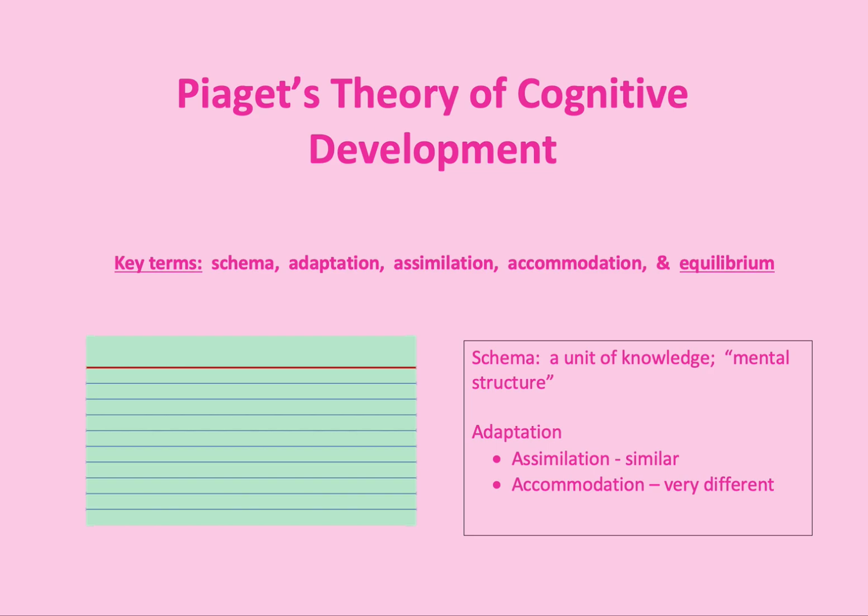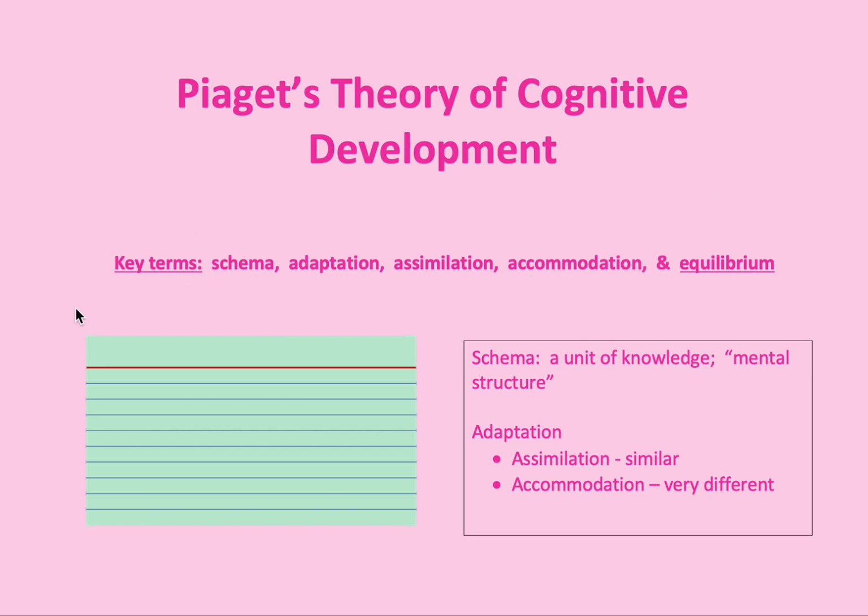All right, I wanted to make a shorter video. I just posted a video on Piaget's theory of cognitive development, and it was a longer video because we went through not only the key terms, but some of the key tenets of the theory as well as the 4 stages of cognitive development. Here, I want to keep it really short and sweet.